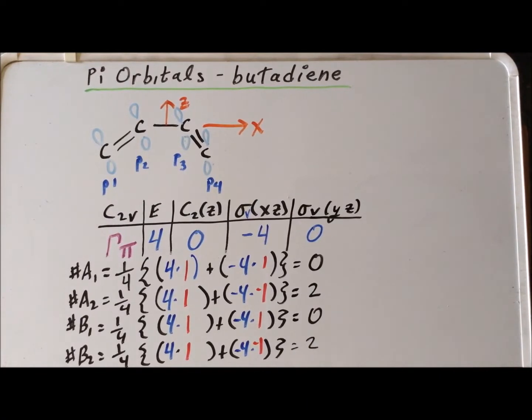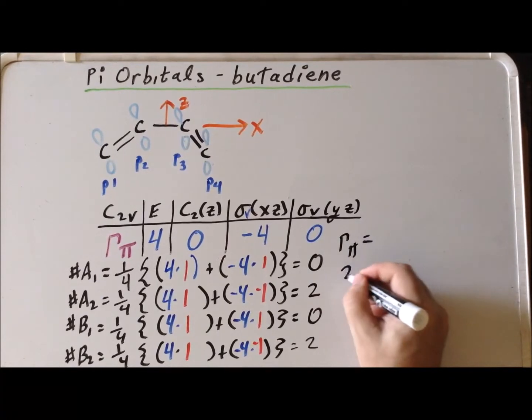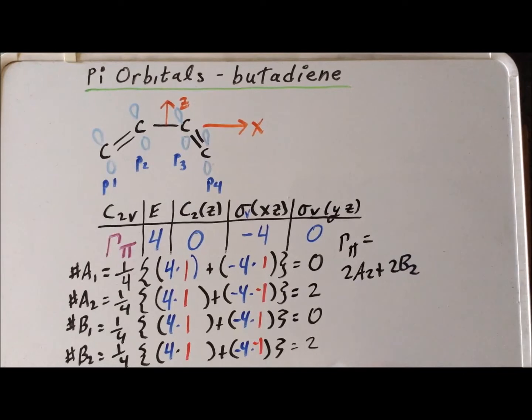So what this tells us is that we can write gamma sub pi as a linear combination: 2A2 plus 2B2. Let's confirm what that is. We can write gamma pi as 2A2s plus 2B2s. In the next step, we'll show how we can use this information to get an idea of what the molecular orbitals of butadiene actually look like.